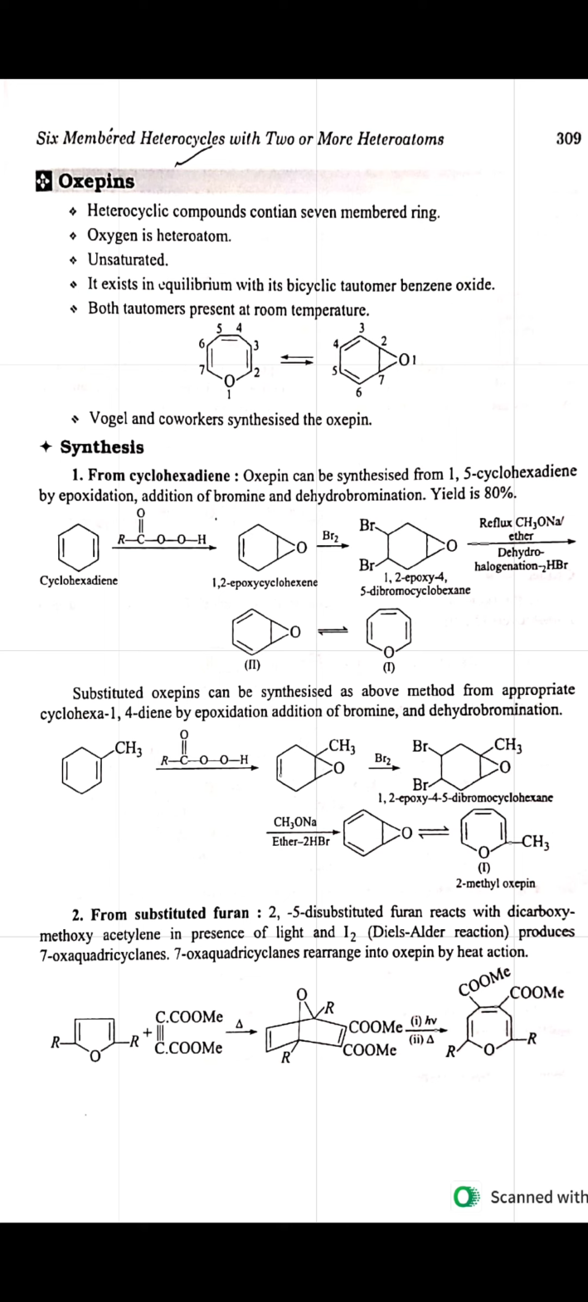Now the second method, from substituted furan. A 2,4-disubstituted furan treated with dicarboxymethoxy acetylene in the presence of light and iodine, through cycloaddition, produces 7-oxaquadricyclane. 7-Oxaquadricyclanes rearrange into oxepine by heating.